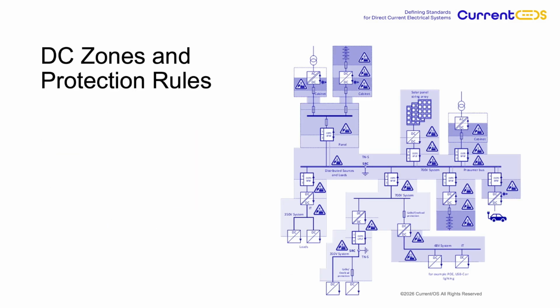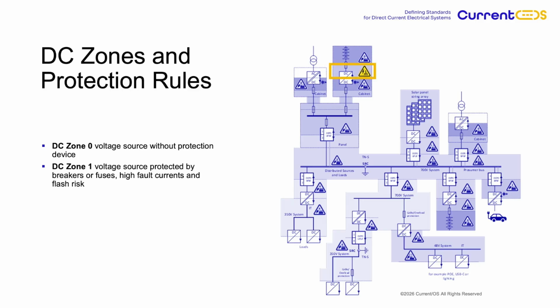To summarize, let's look back at this electrical schematic example. As the DC zone number increases, the level of safety also increases. Let's start with a battery. This is classified as Zone 0, the most dangerous zone, without protection devices. A fuse or breaker is installed. Beyond, the area becomes Zone 1. The danger is significantly lower, but as mentioned earlier, currents can still be very high and the risk of arc flash remains high.